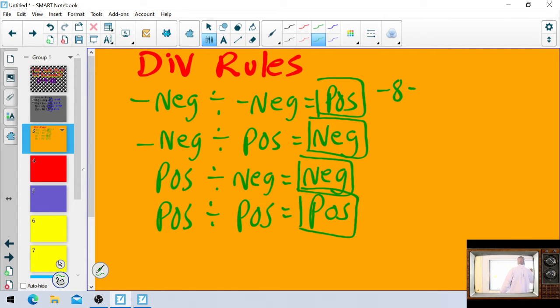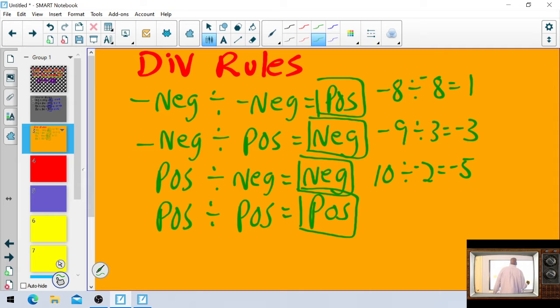Negative 8 divided by negative 8 equals positive 1. I just said, see? Negative divided by negative. Negative 9 divided by positive 3 equals negative 3. Positive 10 divided by negative 2 equals negative 5. And 12 divided by 6 equals 2.